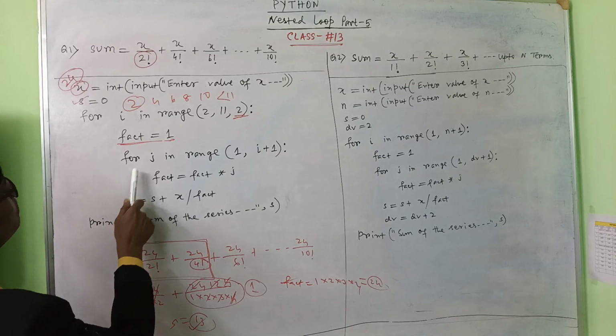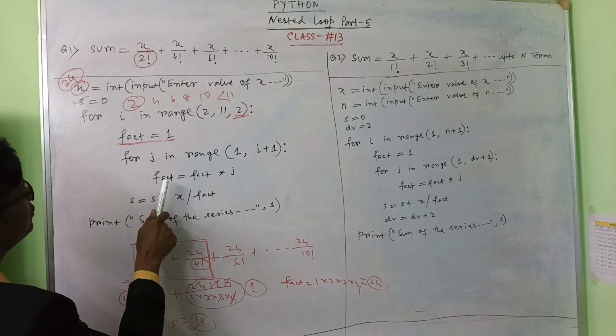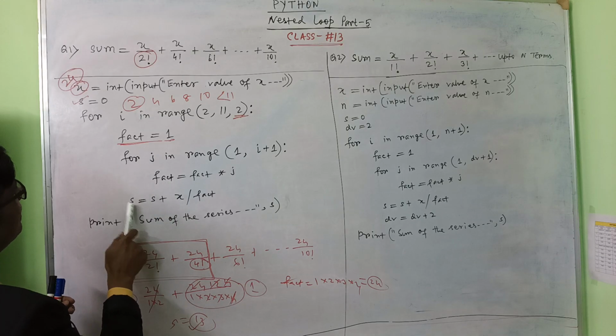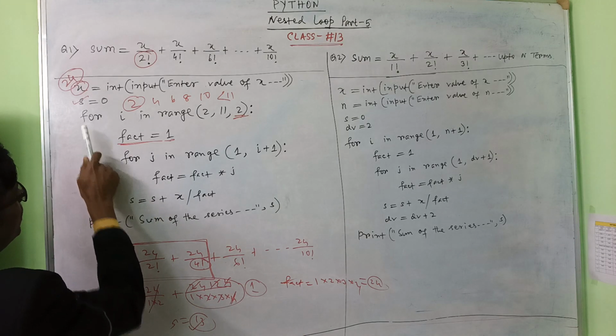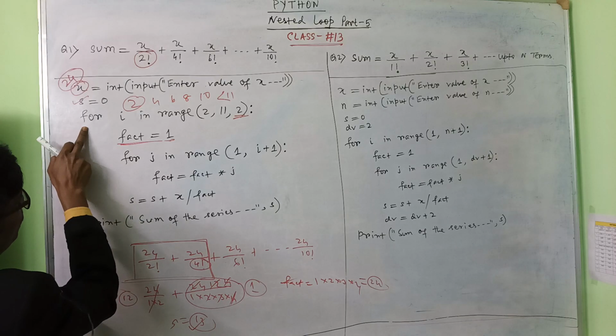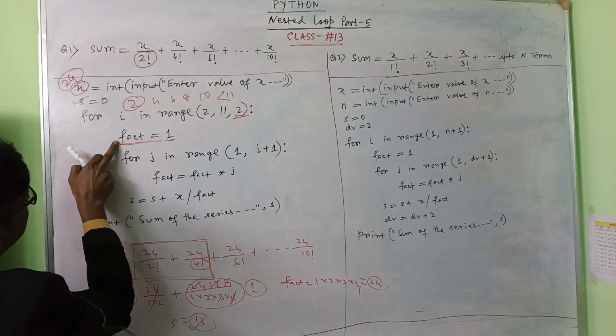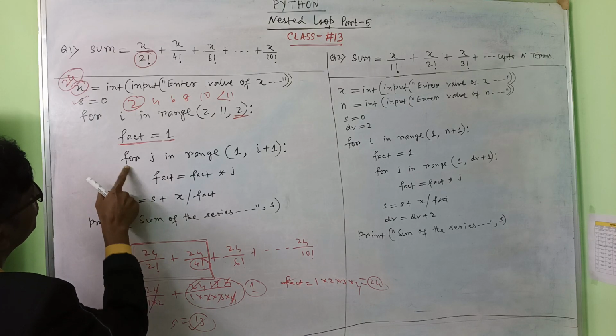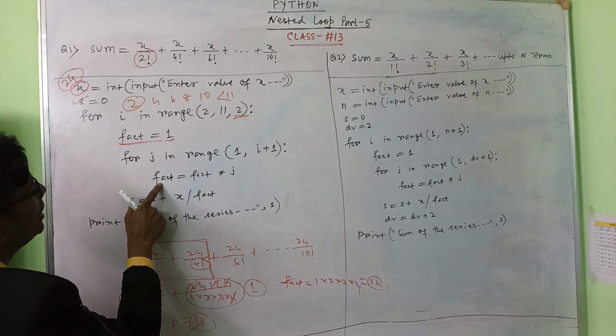Now this is the inner loop. Inner loop, how many lines? 1 line. This line is within the outer loop, and this is the inner loop. How many lines? Only 1 line.